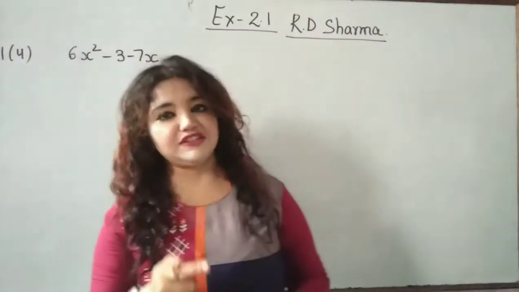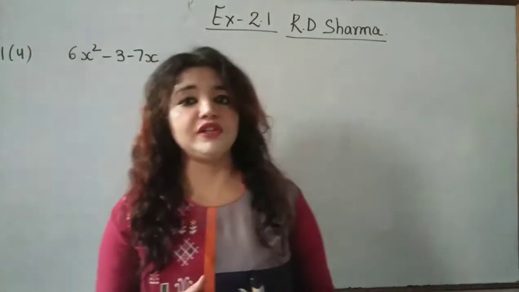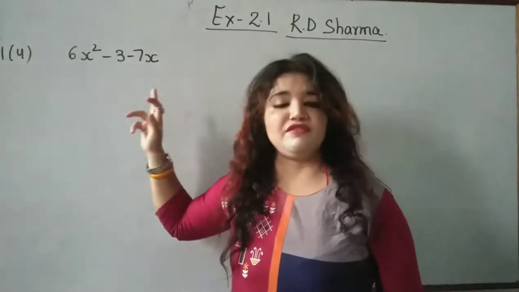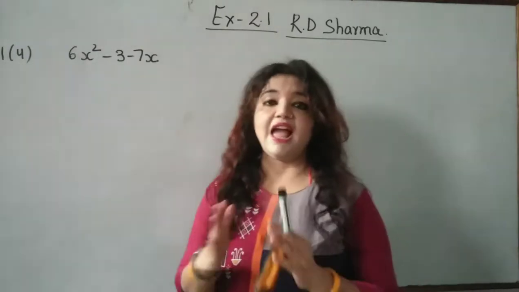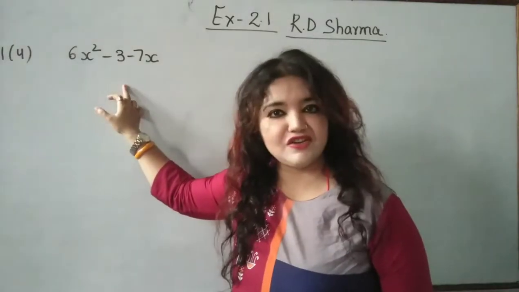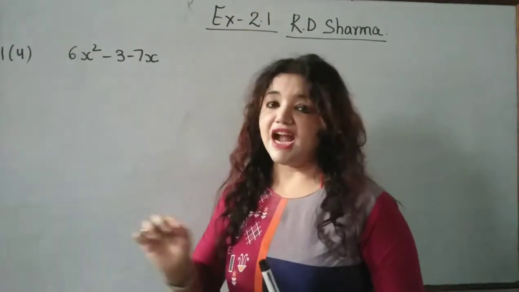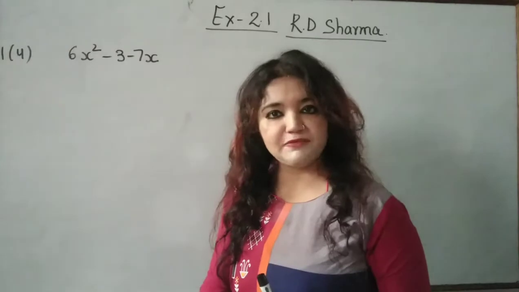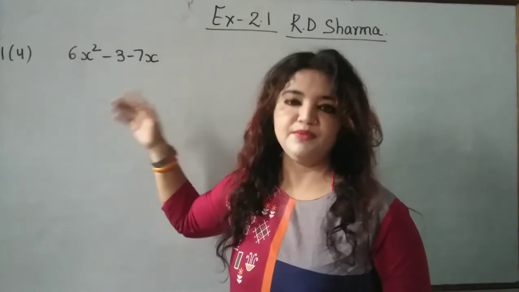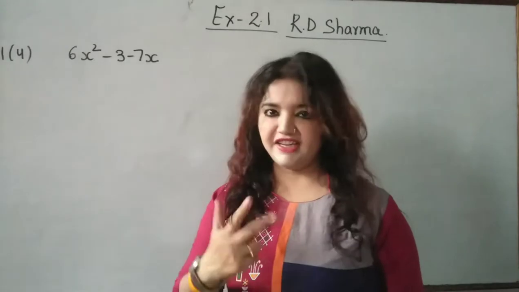हमने already first second solve किया था, first third solve किया था. So we know very well what we have to do in this sum. We have to find out the zeros of this polynomial, and we have to verify the relationship between the zeros and coefficients of this polynomial. हम zeros find out करेंगे इस polynomial के, and we will verify the relation between the zeros and coefficients of this polynomial. ये दो काम हमें करने हैं.